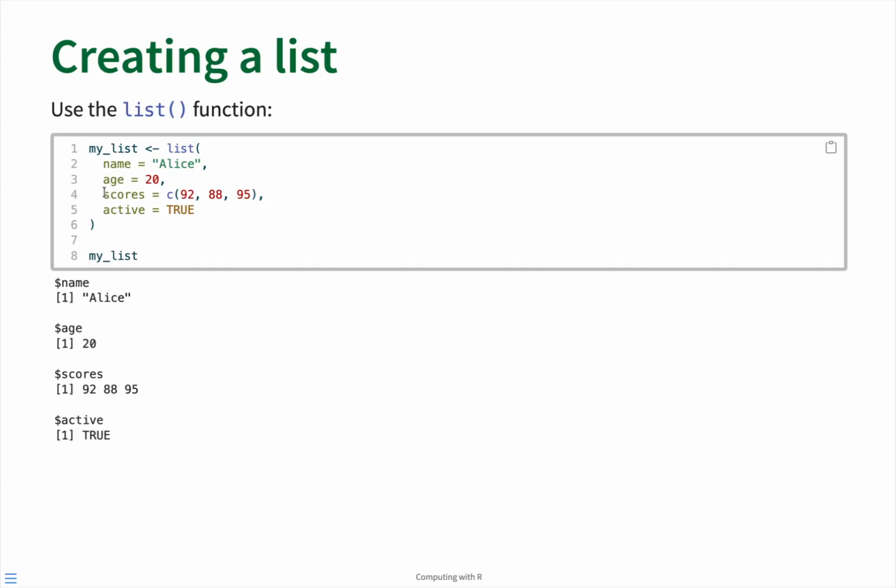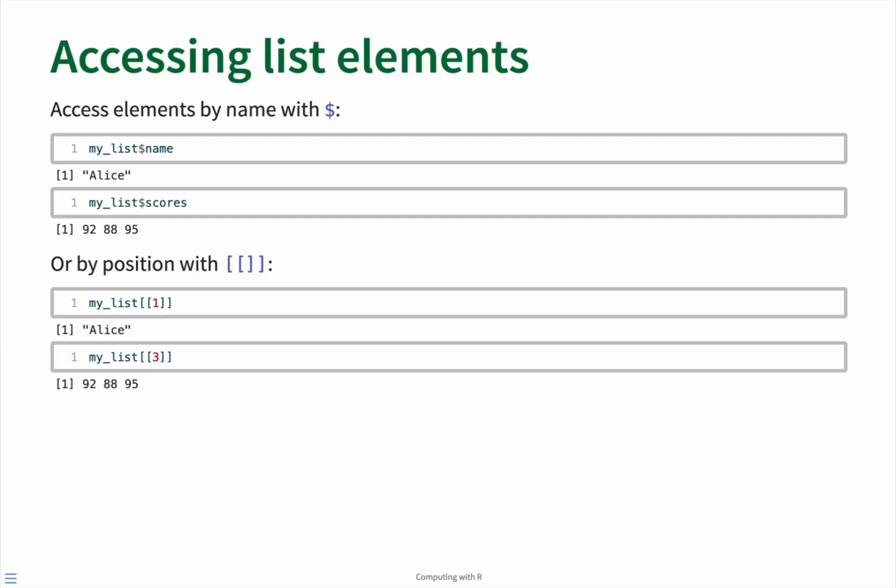The third argument we're passing is a vector of 3 numbers, and so that vector gets stored as the third item of the list. We can retrieve the elements of a list using the name by putting it after the dollar operator. So we use the variable name of the list, followed by the dollar operator, followed by the name of that item, then we get that value back.